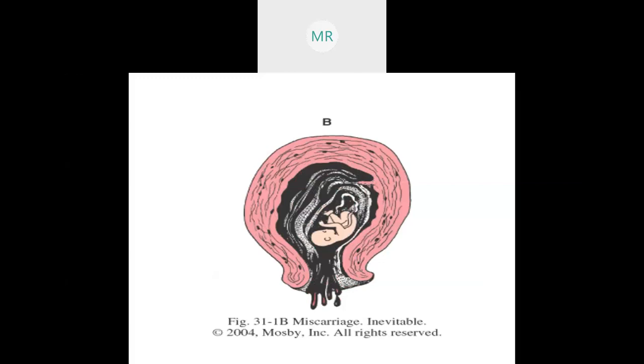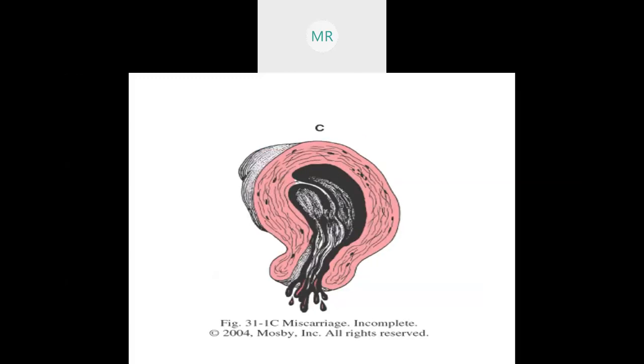It can't be prevented. It can't be stopped. Okay, the fetus and tissue are completely expelled from the uterus. Everything is coming out. And then there's the incomplete. Okay, where everything is coming out, but there's something left behind. Maybe there's still some tissue left, maybe there's still pieces of placenta left. Okay, something has stayed, and that's the incomplete.